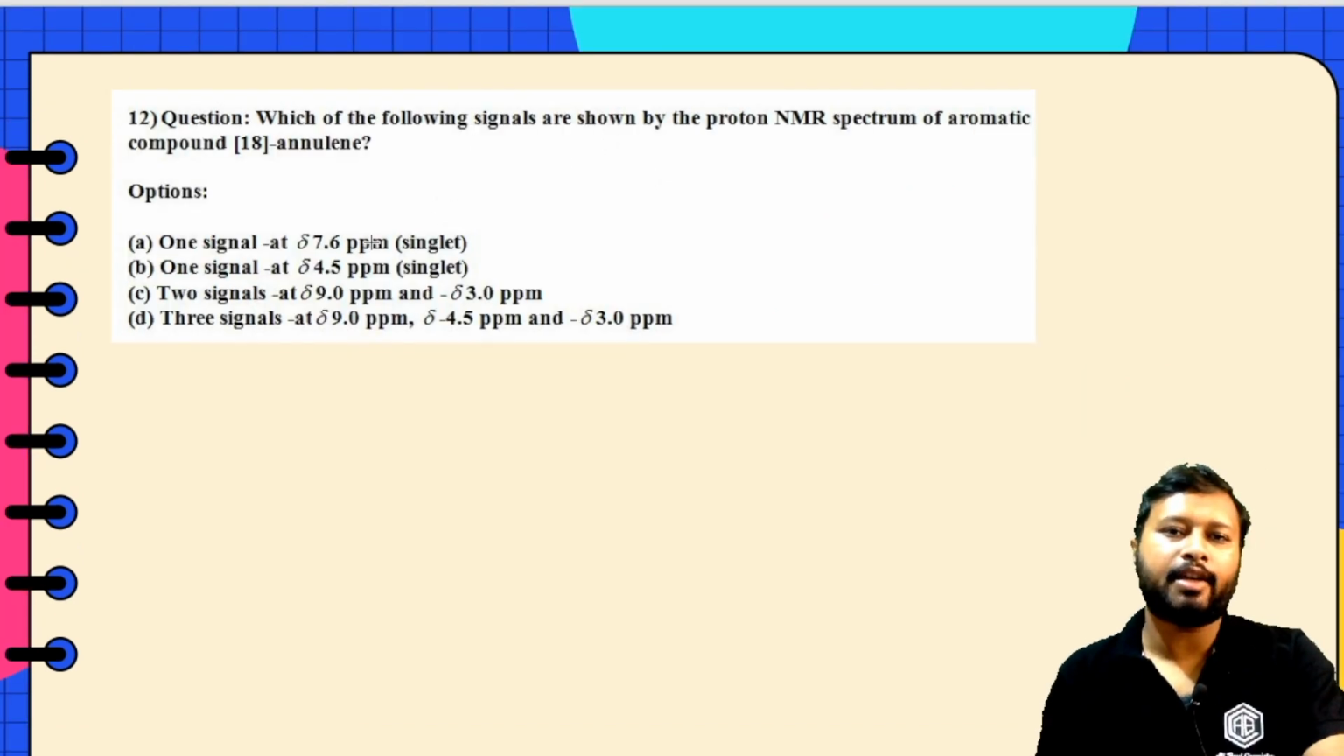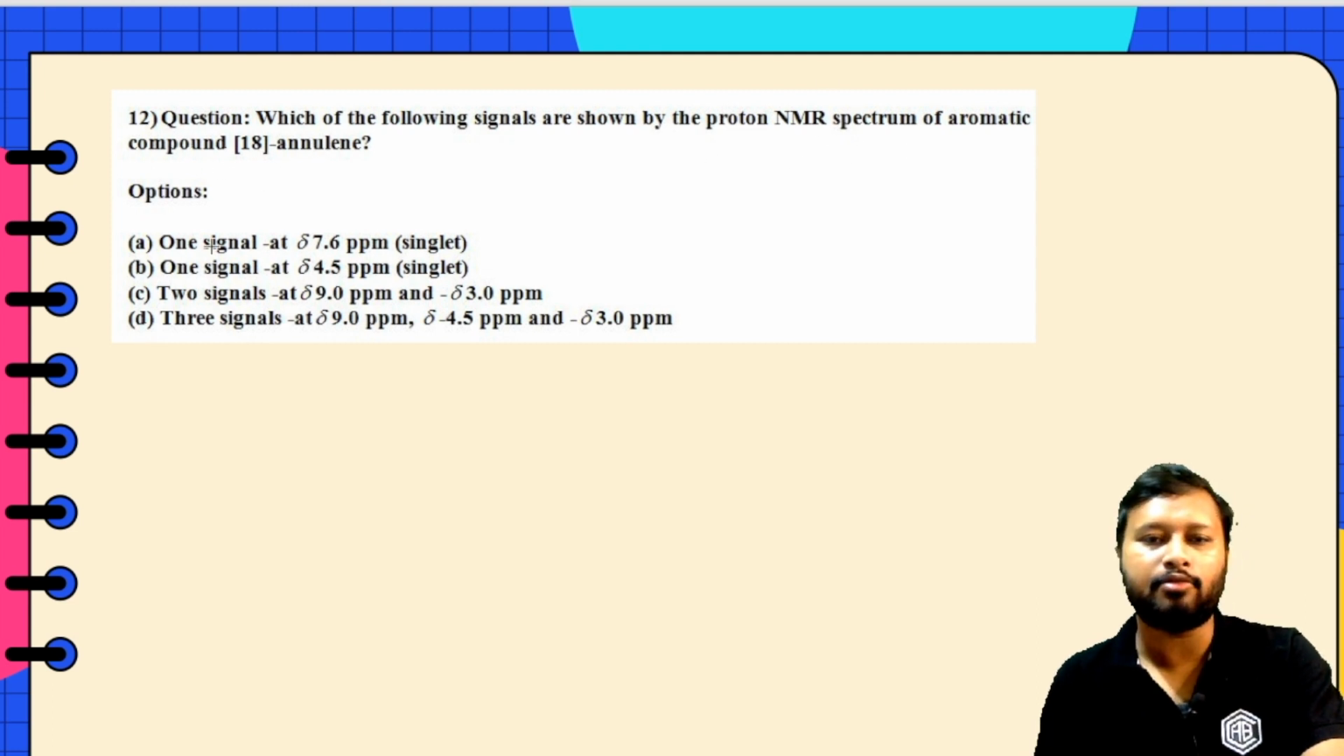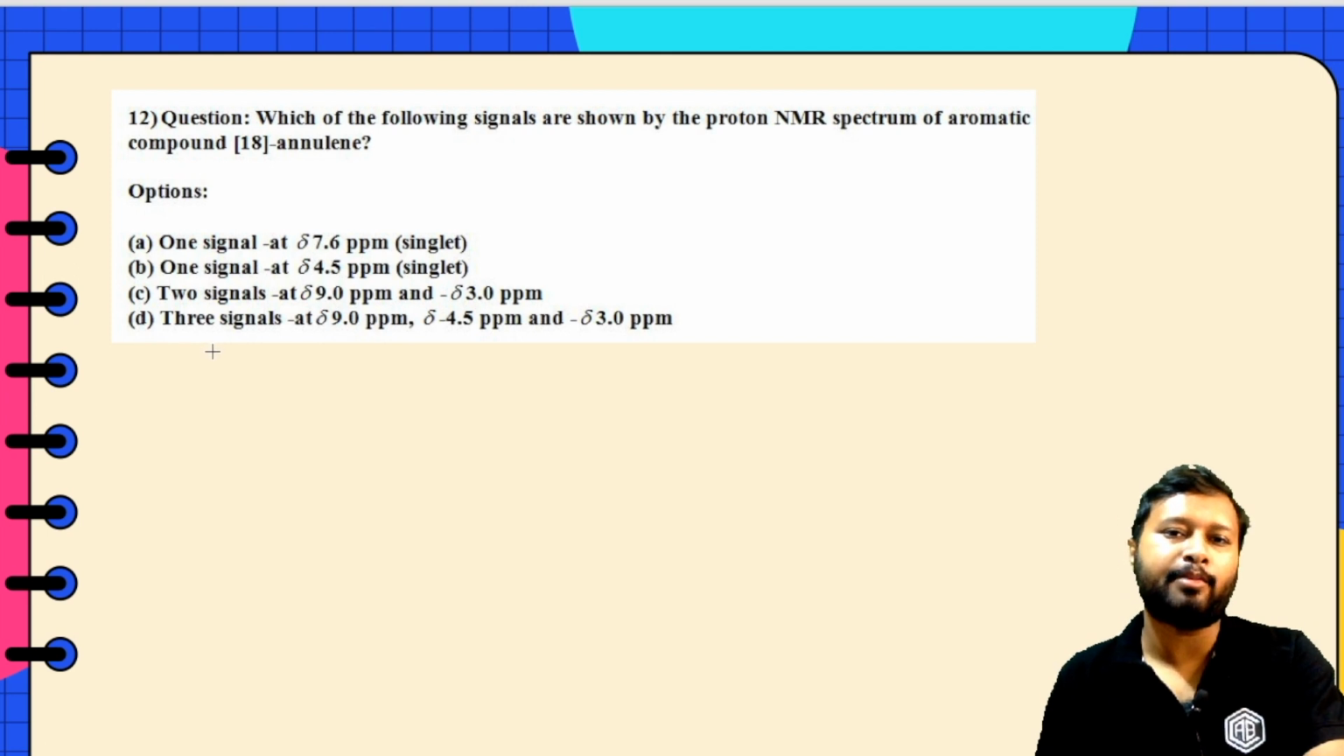Alright, so this is again a question from 18 annulene, and it's from the NMR spectrum of that. It says which of the following signals are shown by the proton NMR spectrum of aromatic compound 18 annulene. It says one signal at 7.6 ppm singlet, one signal at 4.5 ppm singlet, 2 signals at 9 ppm and minus 3 ppm, then says 3 signals at 9 ppm, 4.5 ppm and minus 3 ppm. Okay, so let's look upon it and let's see what will be the correct option.